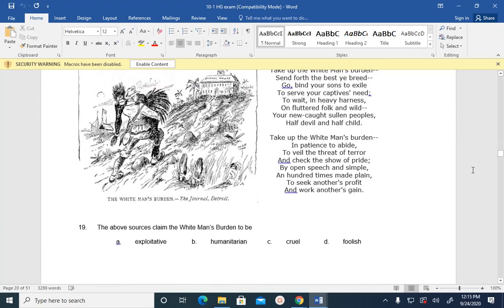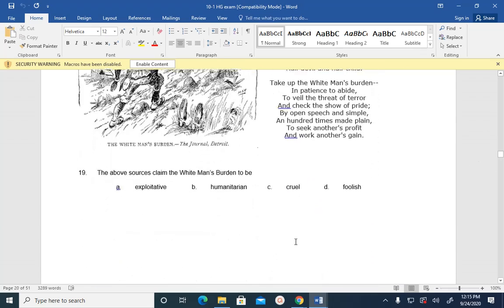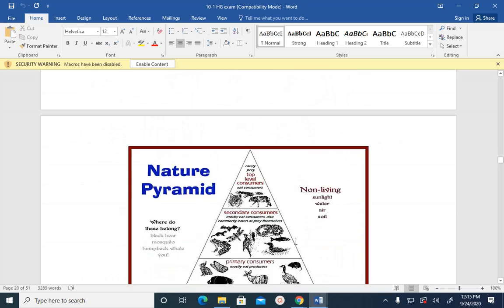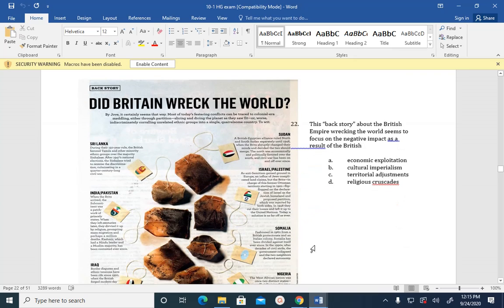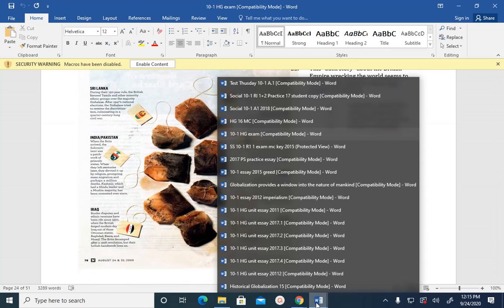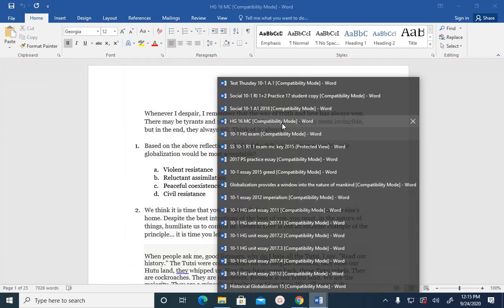So something to look forward to is when we get to the multiple choice, you're still going to see the sources, but we're going to be using the sources to try to test the vocabulary and test your ability to find something further about them.